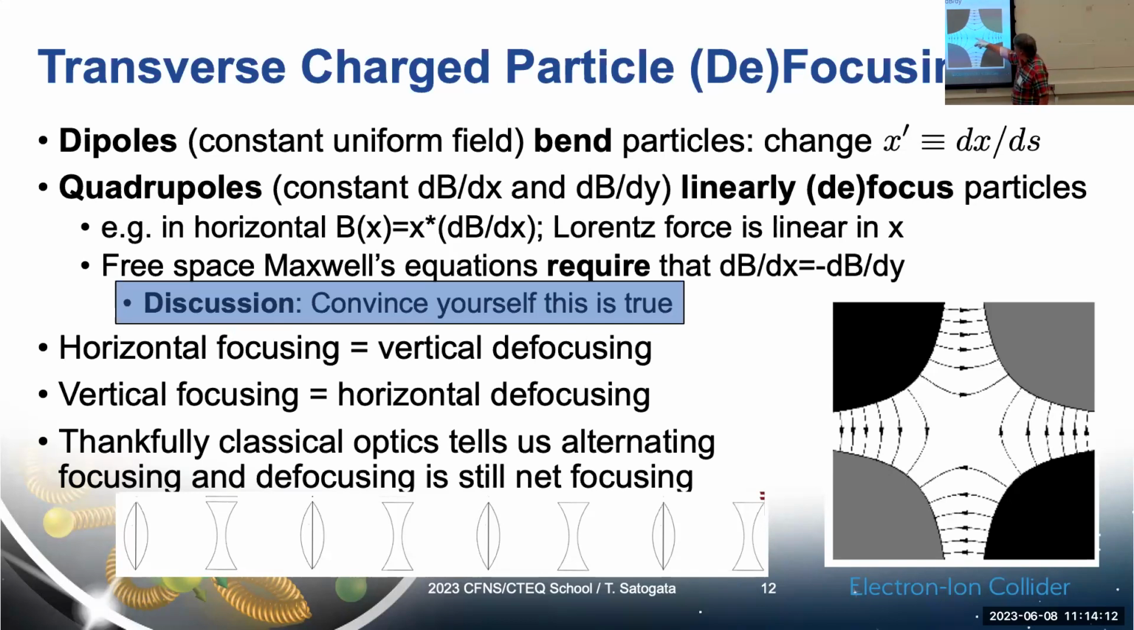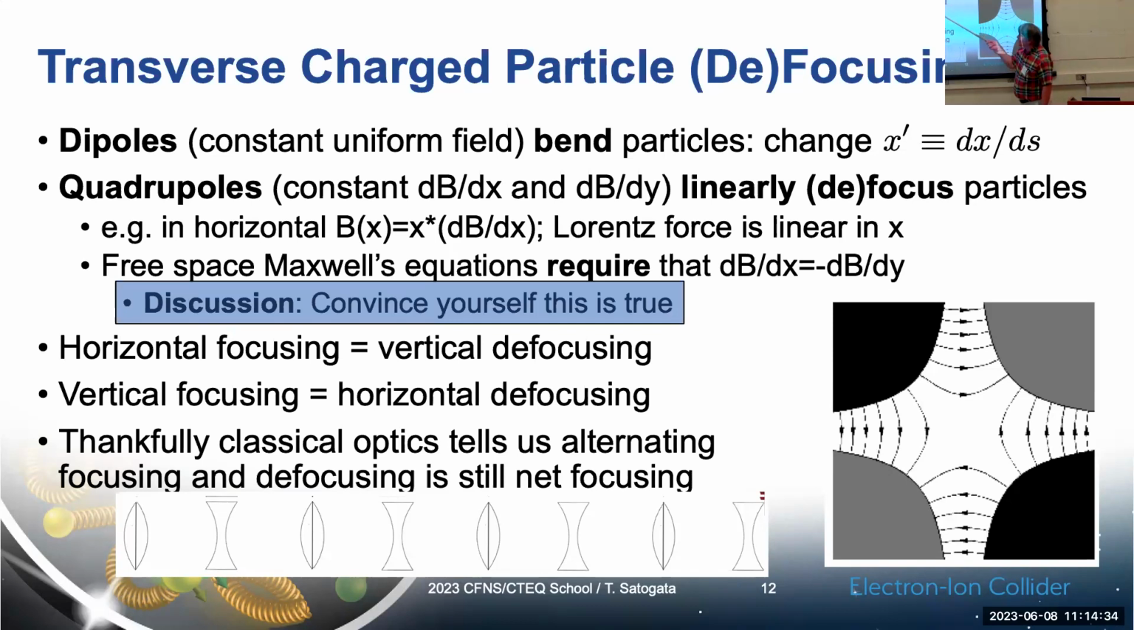And in fact, if I displace vertically in the same conditions, displace vertically into the board, qv cross B, I get a restoring force. It's pushing down towards the center. Is that always true? Do I get defocusing in one direction and focusing in the other? Turns out Maxwell requires it.